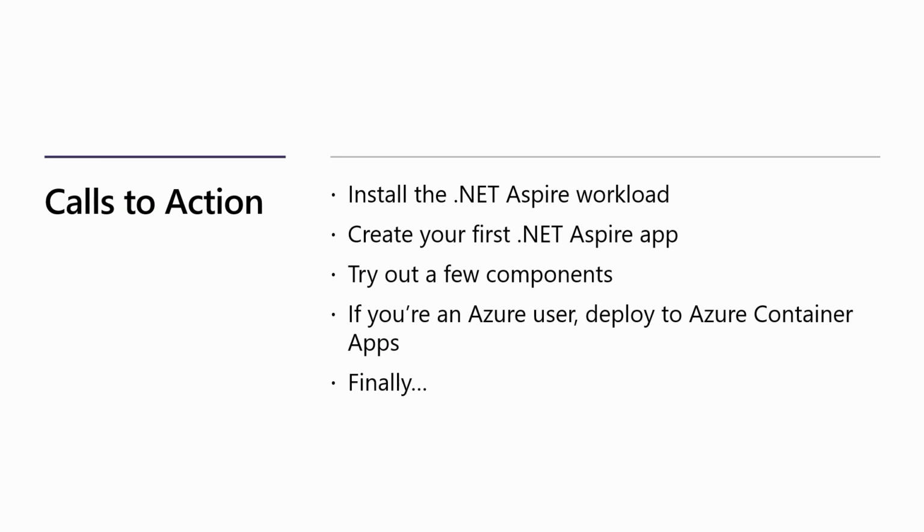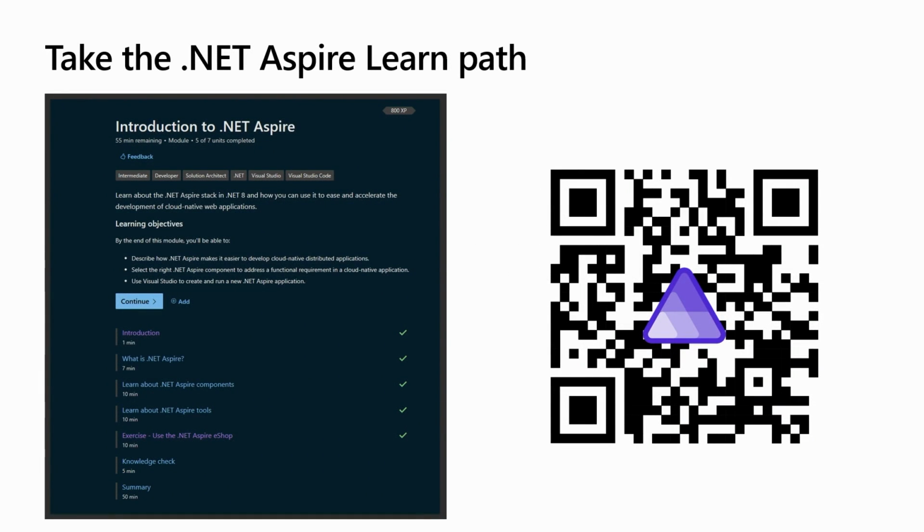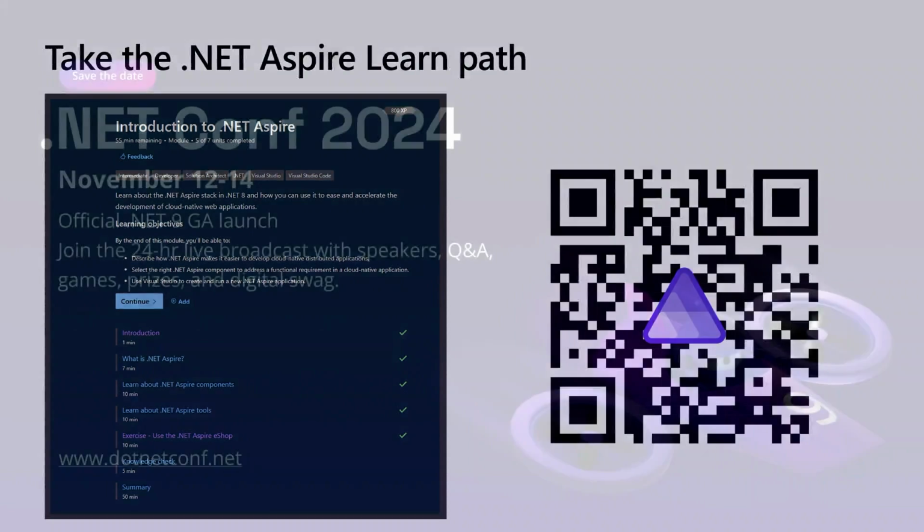All right, so that was a lot. Go and install the Aspire workload, try out your first Aspire app, try out a few of the components that we talked about, and if you're an Azure user, try out some of the Azure stuff. Stay in this room for the next talk to learn more about deploying these apps to Azure and some of the other tooling stuff that we didn't show you. And then finally, there's a QR code here about the .NET Aspire Learn path. If you want to learn more, you can follow this new Learn path that's up on Microsoft Learn. I think the first 3 or 4 modules are available now, but it's going to be a dozen modules that are being built as we speak.